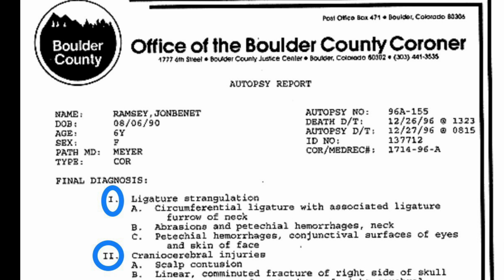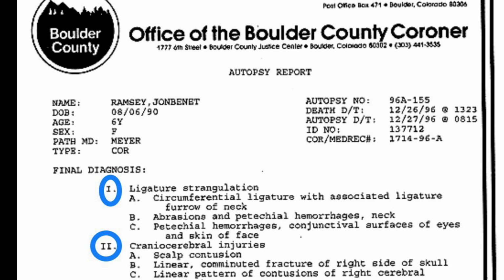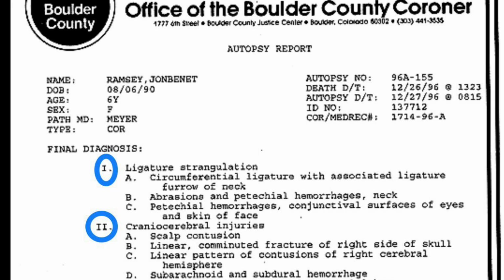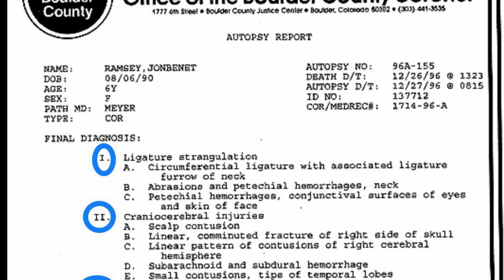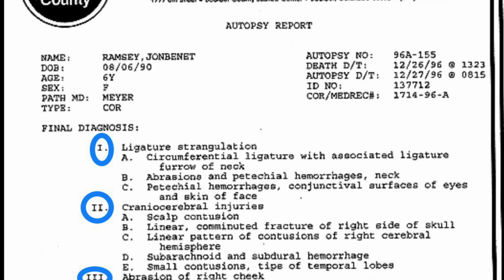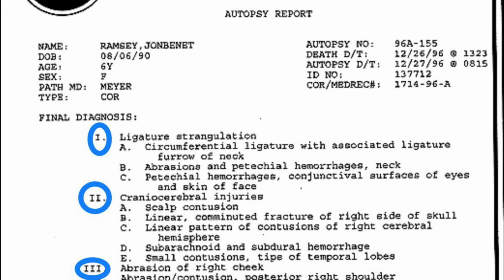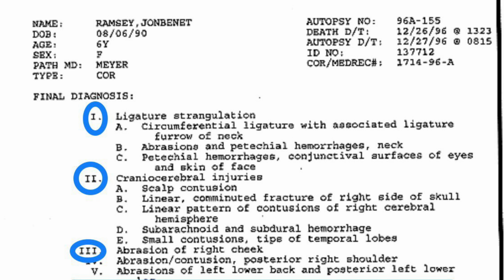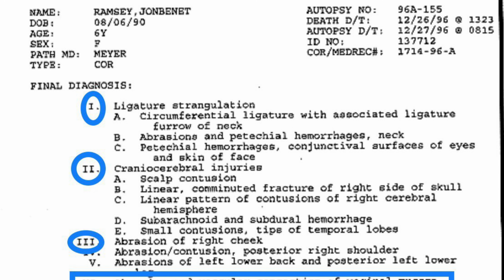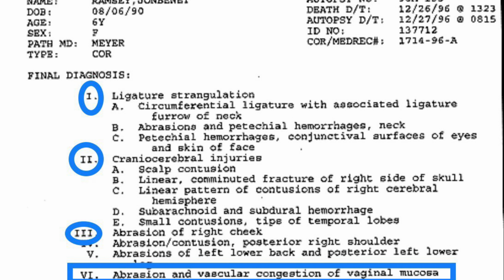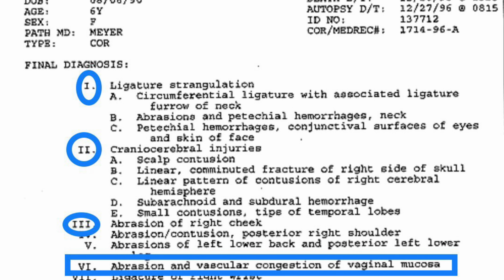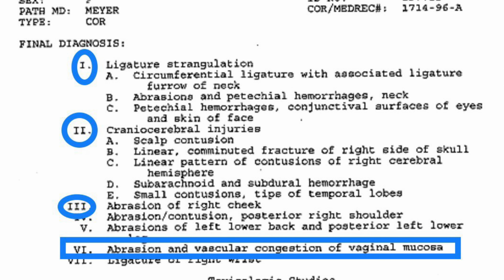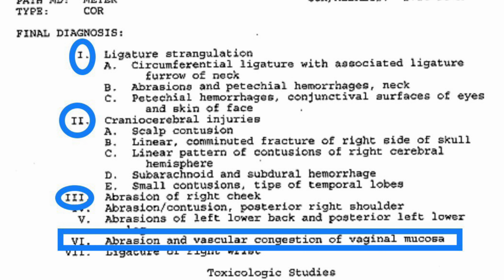Okay, here's a copy of the first page of the autopsy report. And it's listing injuries to the body. Roman numeral 1, ligature strangulation. 2, the skull and brain injuries. 3, an abrasion of the right cheek. And 6, an abrasion and vascular congestion of the vaginal mucosa.